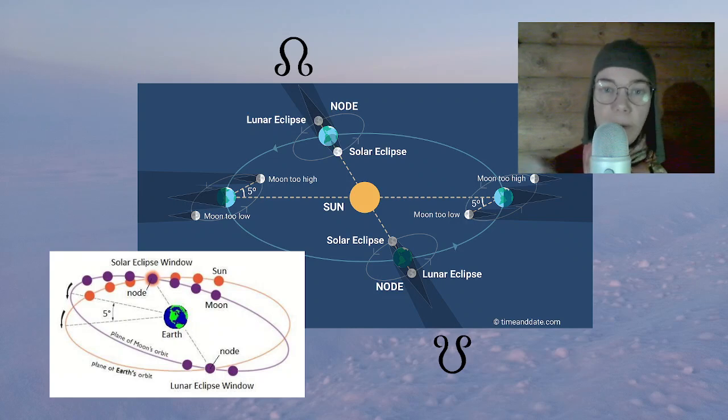But yeah, so if you're interpreting a personal chart and a birth chart, you can look at these moon's nodes. You can look.